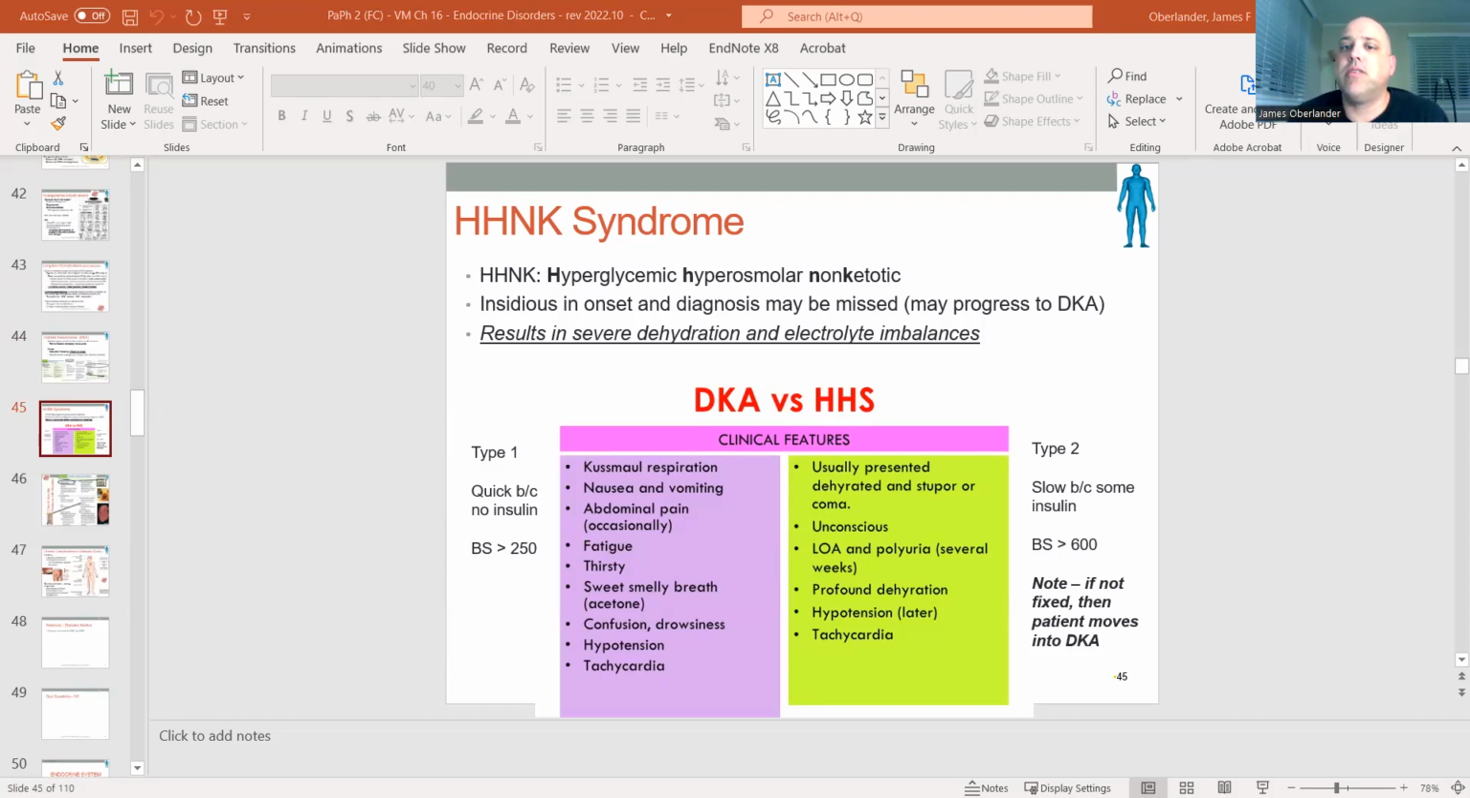Type 1 does not produce insulin. So how quickly does their sugar change? Very quickly. Okay. Type 2? Somebody else? How quickly does their sugar change? It's on the slide. Slowly. Slow. Why? They produce some insulin. Right. So if you're producing some insulin, it's going to take much longer for you to elevate.